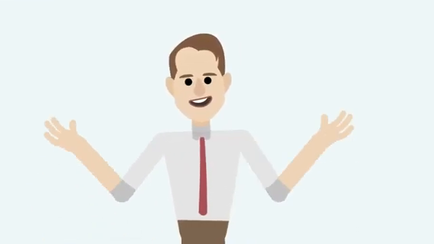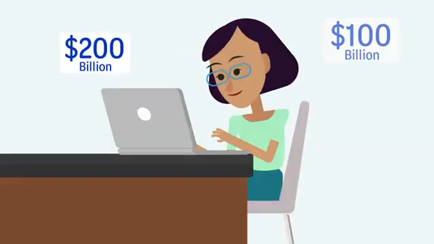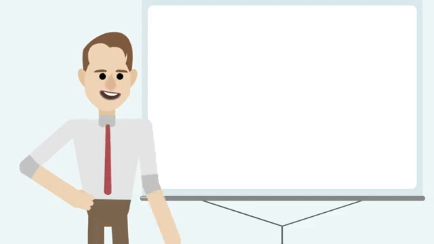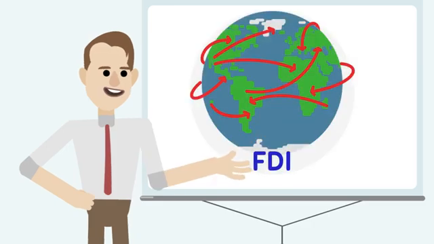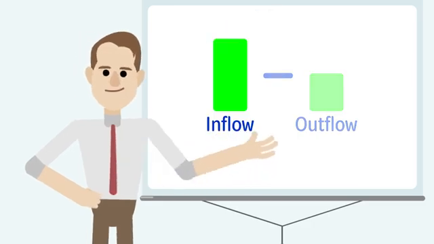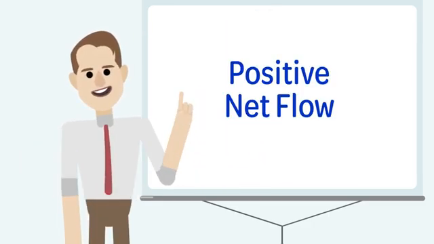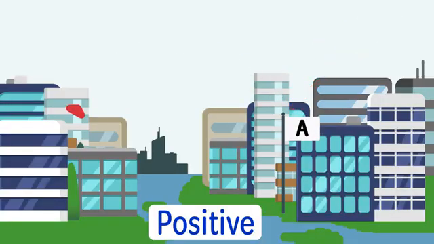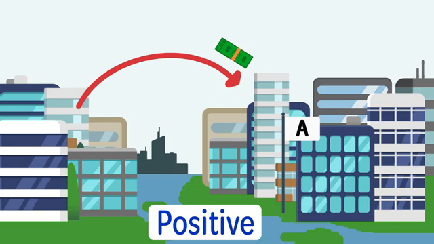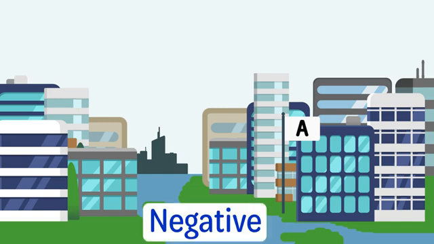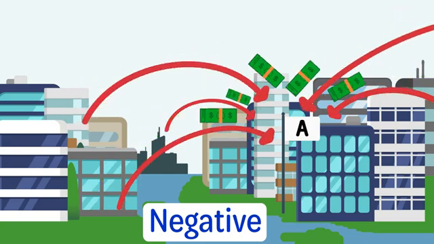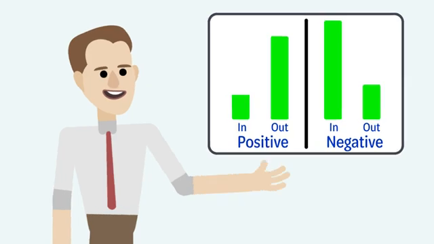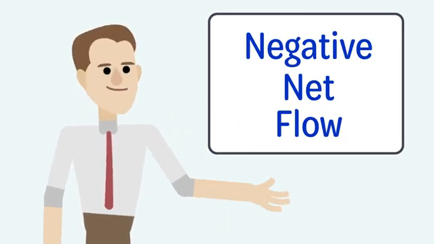Now, you're probably wondering why on earth I just made you sit through all of those numbers. Here's your answer. The net flow of FDI is basically the inflow minus the outflow. A positive net flow means that companies in country A invest more money abroad than foreign investors invest in country A. A negative net flow means that companies in country A invest less abroad than foreign investors invest in country A.